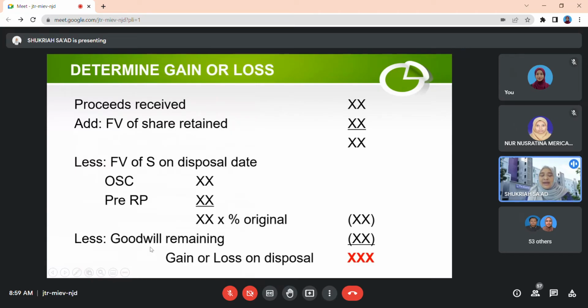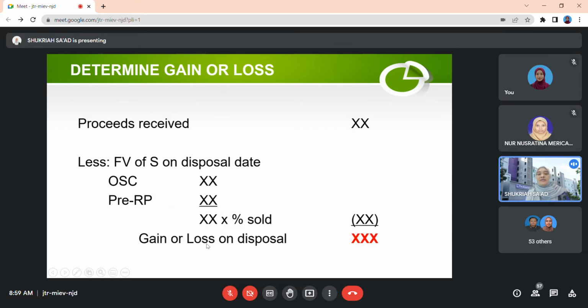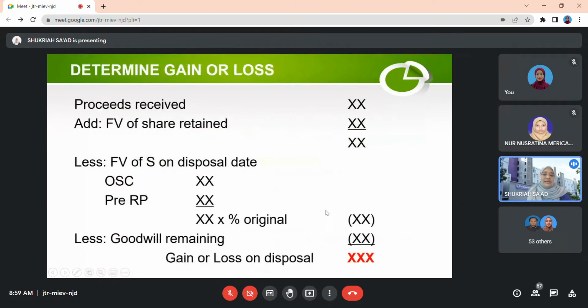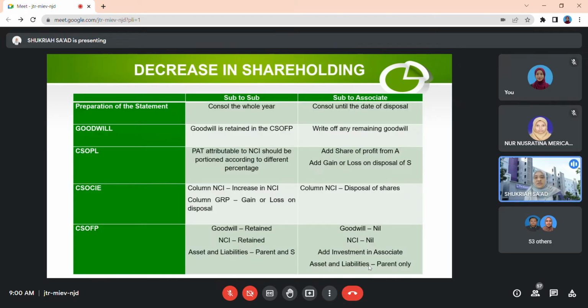Okay, kita akan lesskan dengan goodwill remaining. Kalau you still lagi remember treatment of goodwill, any remaining goodwill will be written off against gain or loss on disposal. So, kita tolak ke sini goodwill remaining sekiranya ada, dan baru dia akan dapat net gain or loss on disposal. Okay, so yang ni tak ada masalah. Positif adalah gain, negatif adalah loss. Okay, boleh?